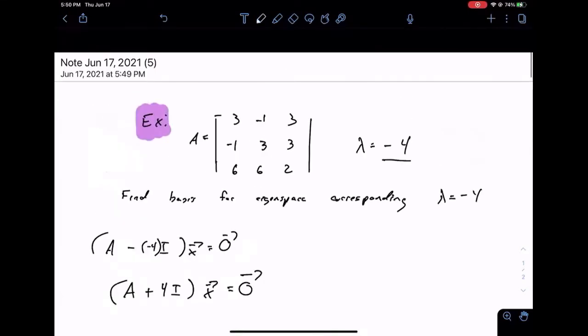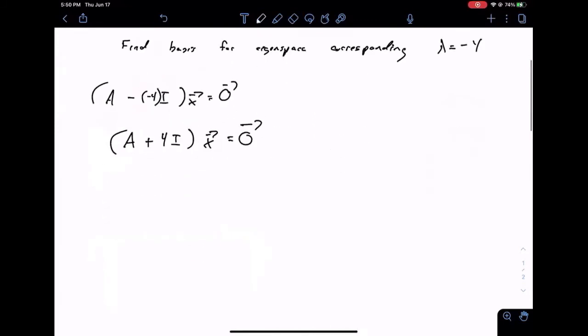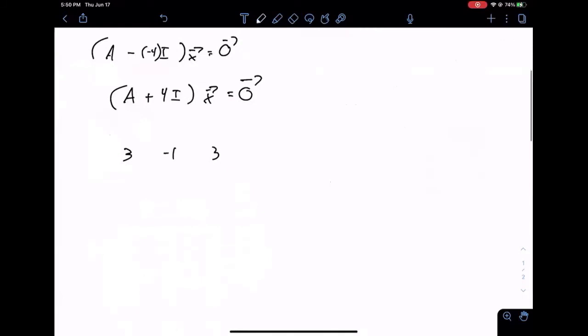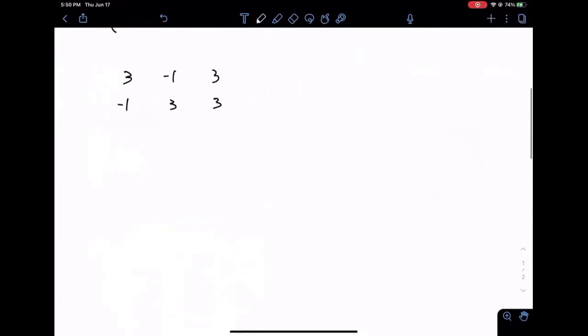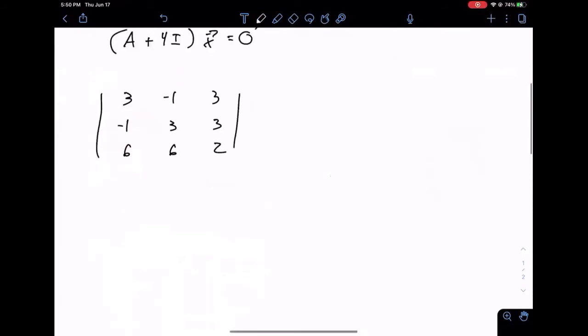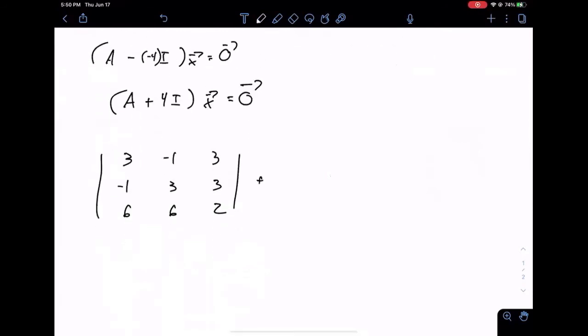Well, we already have A, right? 3, -1, 3. -1, 3, 3. 6, 6, 2. What's 4 times the identity matrix?